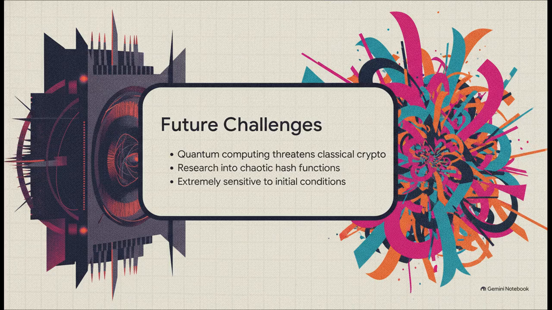What is considered computationally infeasible today might be absolute child's play for tomorrow's quantum computers. That is a massive, looming threat to all classical cryptography. And it's exactly why researchers are already out there testing entirely new paradigms, like chaotic hash functions. By building algorithms that rely heavily on chaos theory, they are creating systems that are intensely sensitive to unpredictable initial conditions. It is basically a global arms race to stay one step ahead of quantum codebreakers.